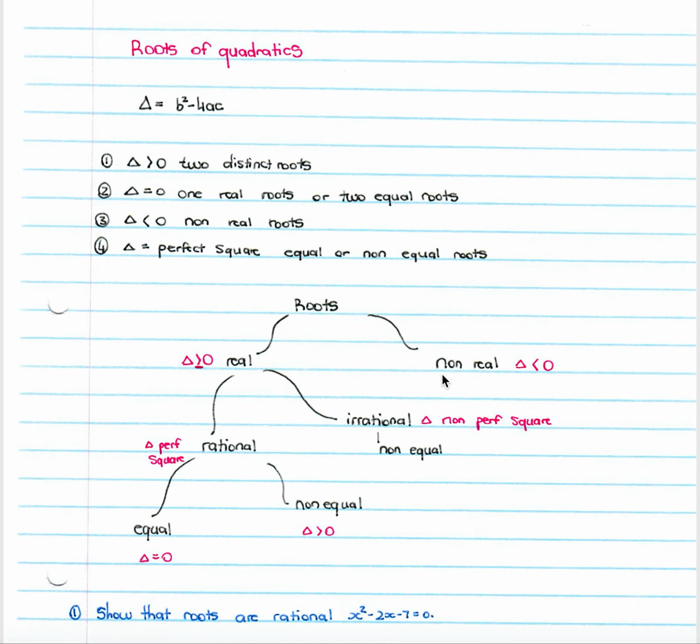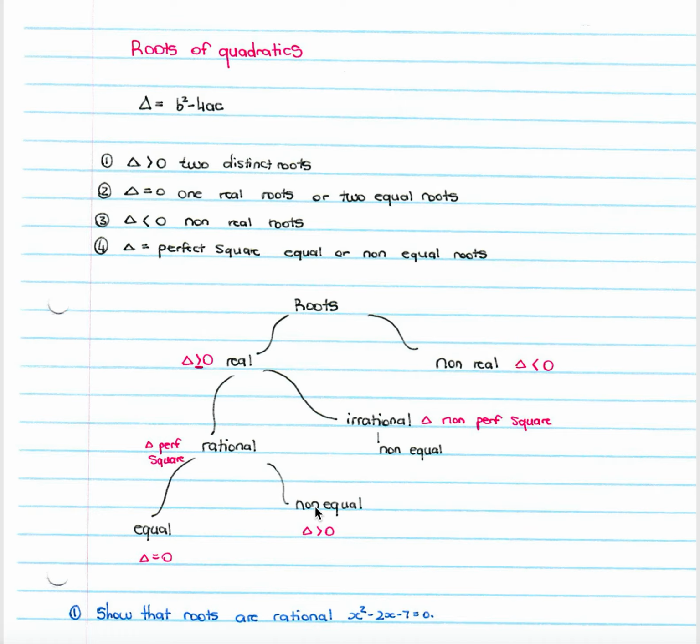So that's shown in the diagram here. If delta is less than 0, roots are non-real and you do not have to describe them further. You can simply say roots are non-real. However, if delta is greater than 0, you need to describe them further. If it's greater than 0, you know it's real. If delta is a non-perfect square, you know that your roots are irrational. If they are a perfect square, they are rational. If delta is equal to 0, then your roots are real, rational, and equal. And if delta is greater than 0, your roots are real, rational, and non-equal.